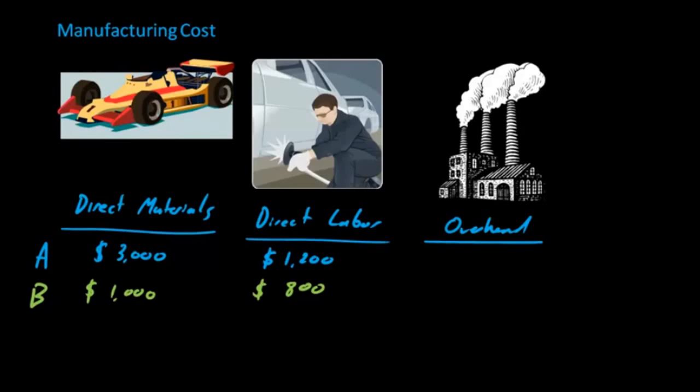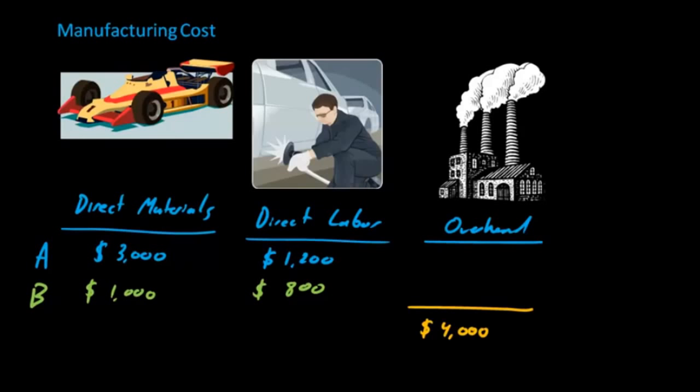And then let's say that this factory also produces car type B, and say that car type B uses $1,000 in direct materials and $800 in labor. And again, we know these amounts because direct materials and direct labor are directly traceable to the car, right? And so we know exactly how much were used for car A and how much were used for car B. But then we have overhead for the factory, so we have to have overhead for these two cars as well.